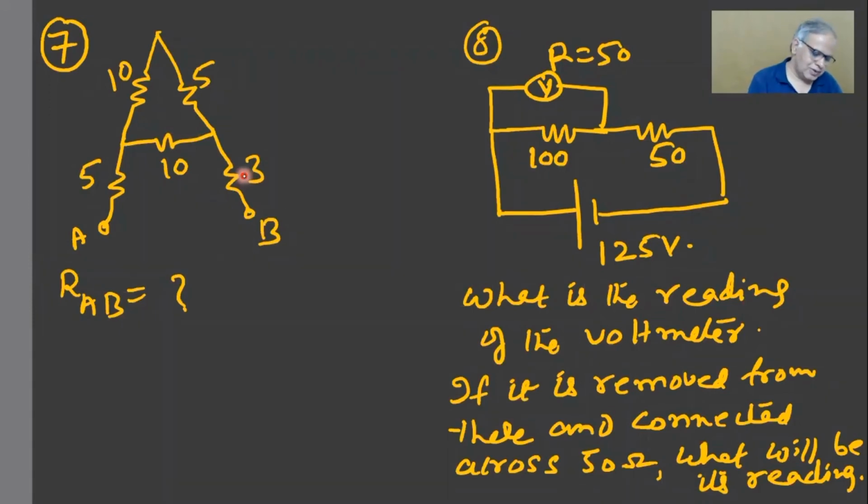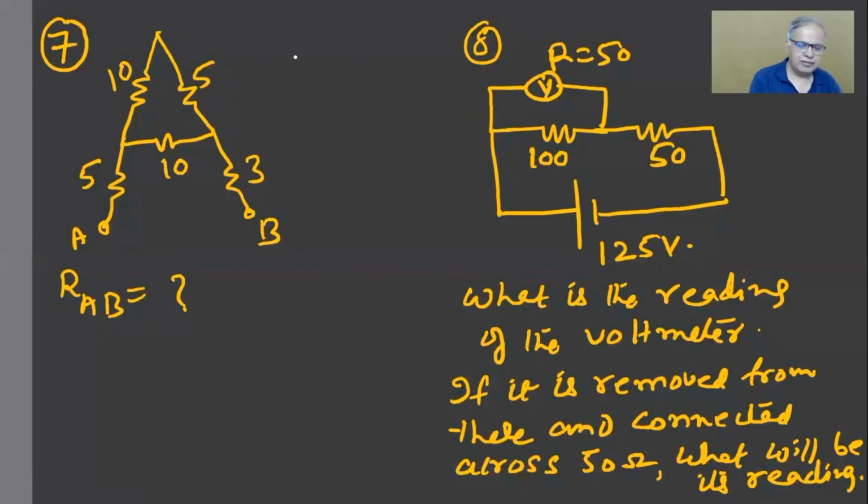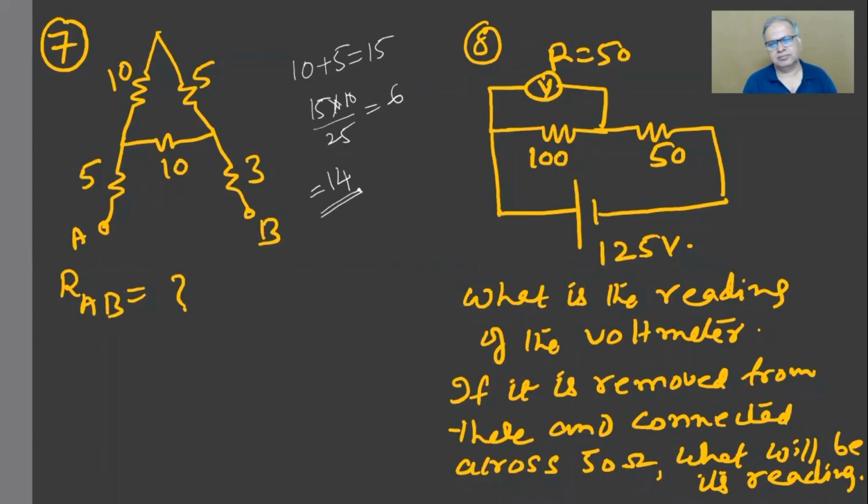Yes, sir. Once the numbers are planned properly, 10 and 5 give you 15. 15 and 10 in parallel will give you 15 into 10 by 15 plus 10. And 6, 3 and 5 are in series. 14. Is it okay? Yes, sir. Now, if any mistake is done in calculations, immediately warn me.